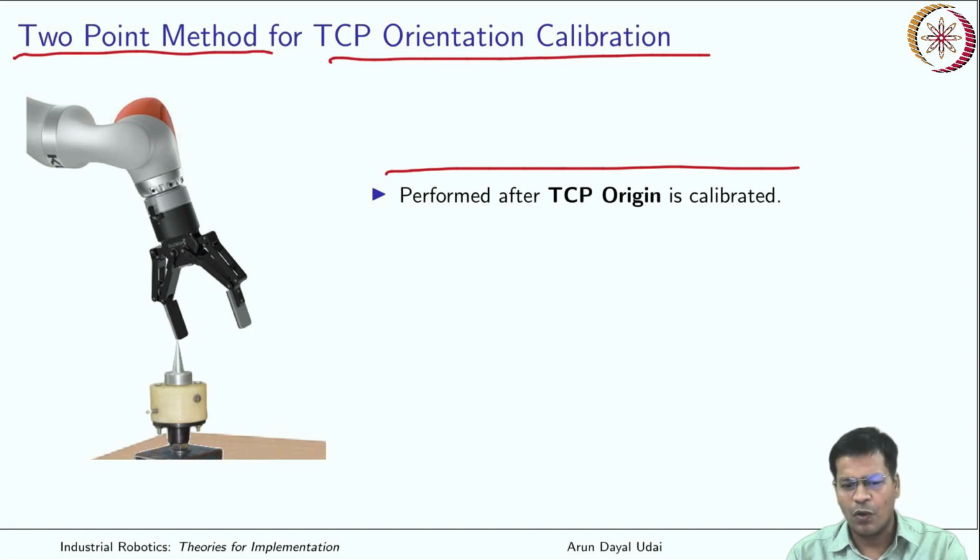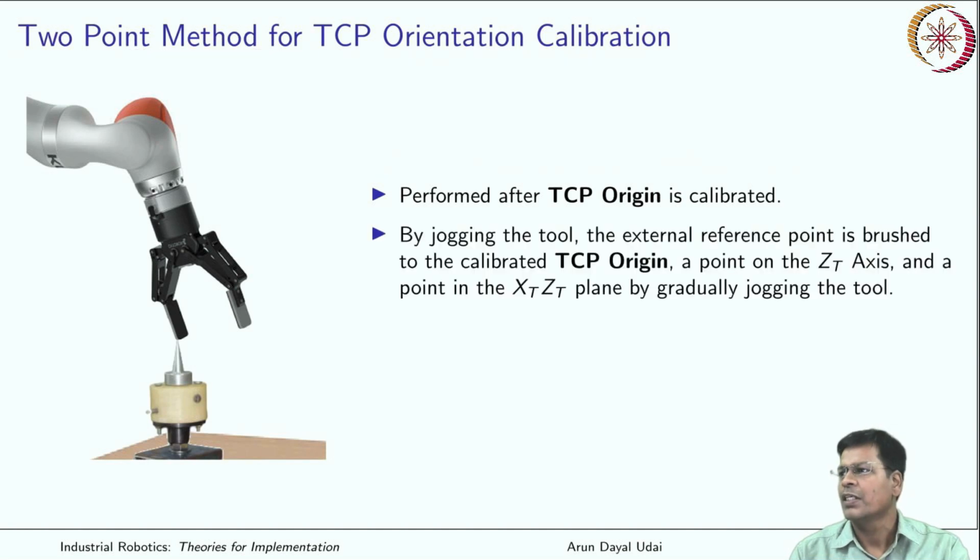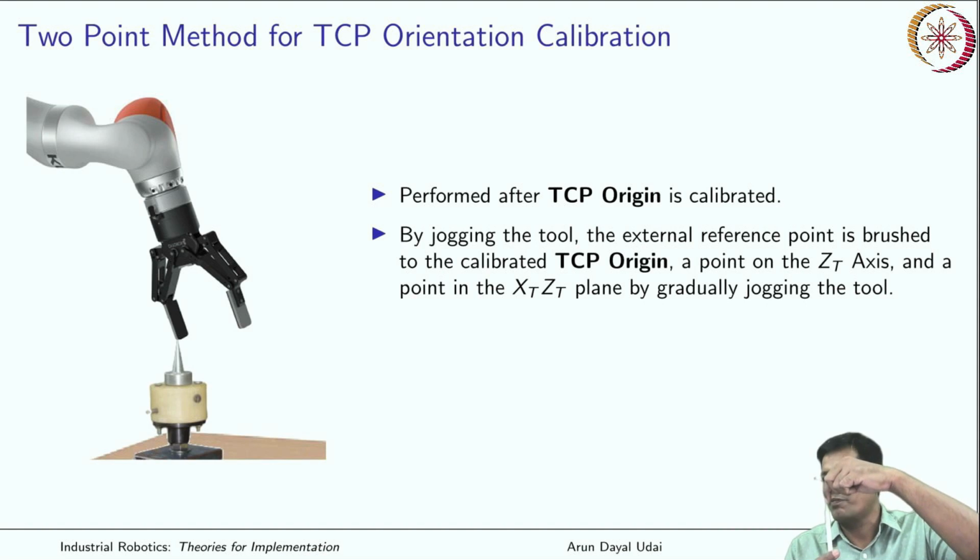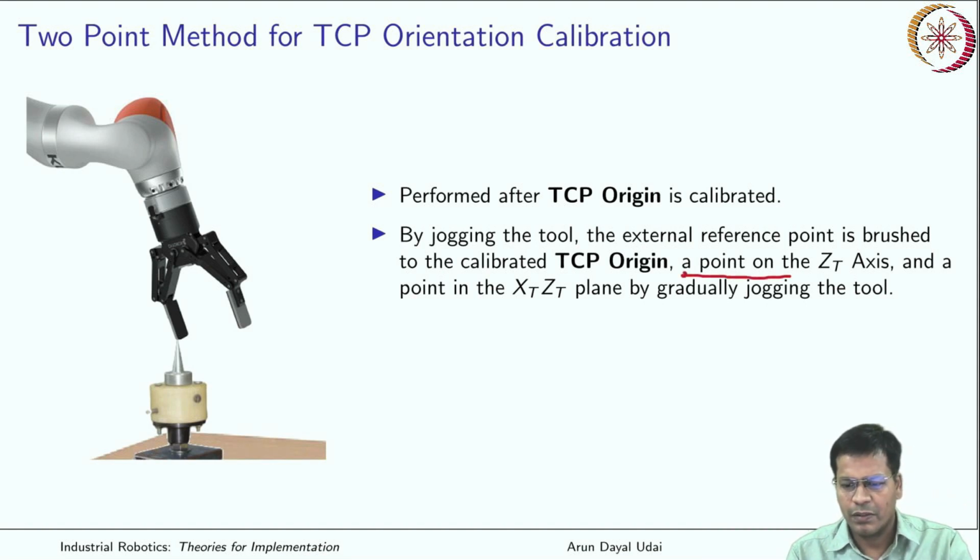Okay, so now how to use this method? By jogging the tool, the external reference point is brushed to the calibrated TCP origin. You have to bring the external reference point closer, almost touching the TCP origin, and these should match. A point on the z-axis is taken.